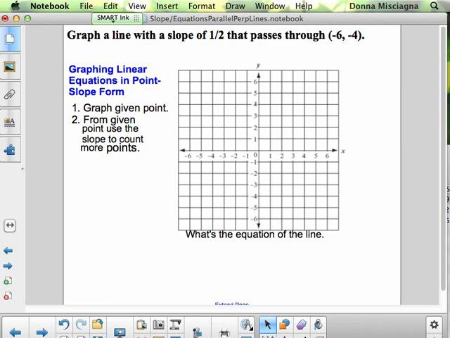All right, so again, we're going to graph the equation given the slope and a point. And that point is not the y-intercept, but all of the points on the line, all the points that satisfy the equation, are going to be on the line. So we could graph any point we want. In this case, we're going to graph the point negative 6, negative 4. So 1, 2, 3, 4, right here.